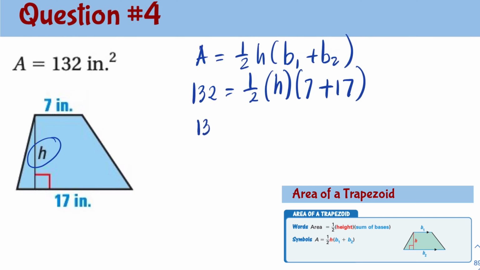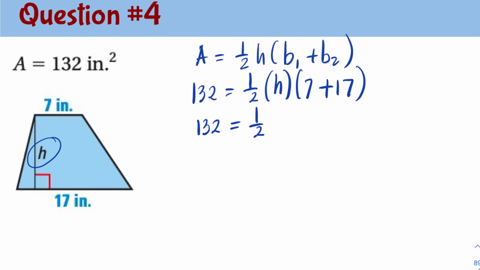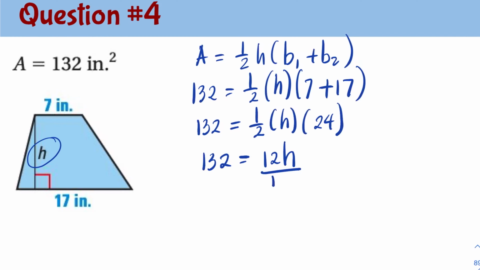So now we have 132 is equal to 1/2 times h and then times 24. And simplifying the right side, 1/2 times h times 24 is the same thing as 12h, because you can just multiply 24 by 1/2, or half of 24 is 12. So now we can divide both sides by 12, and 132 divided by 12 is 11. So the height is 11 inches.